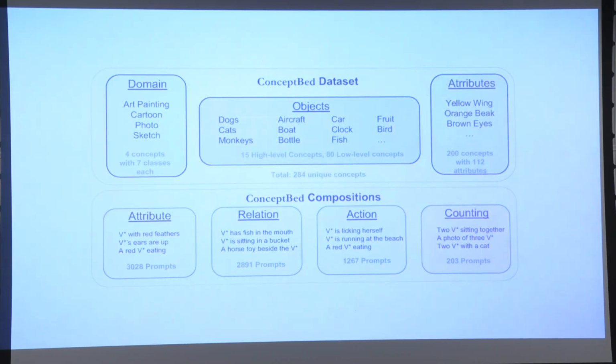How to create them? This is a combination of all the existing curated datasets, including domain, objects, attributes, and then we start to basically emulate all the combinations, including V with red feathers, V's ears are up, relationship, V has fish in the mouth, V is sitting in a bucket, actions, V is licking herself, V is running at the beach, and counting, two V's sitting together, and so on and so on. In total, we have about 8,000 prompts as the prompt dataset to test the T2I models.